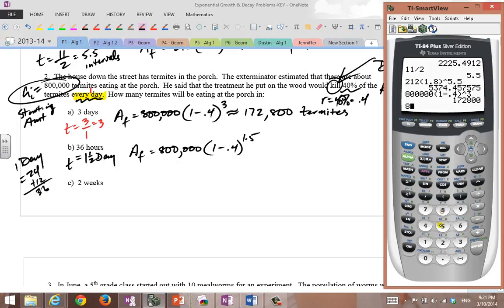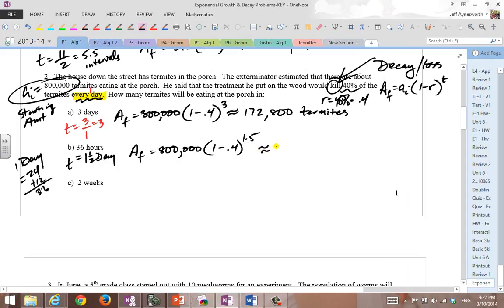Here we go. 800,000, gotta put the right number of zeros in there, times 1 minus 0.4, or 0.6, raised to the 1.5 power. Whoops, I must have put it in wrong. It really helps if I put in the right decimals here, 0.4. Let's redo it. All right, there we go. About 371,806 termites in this case.